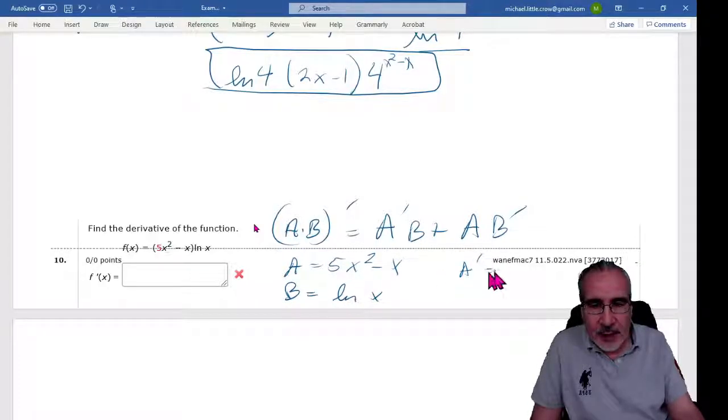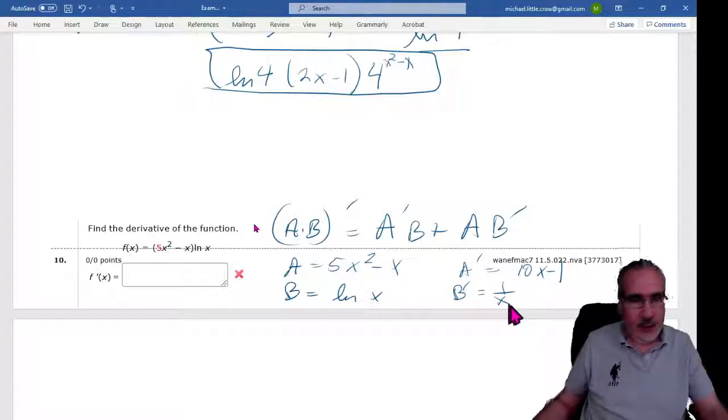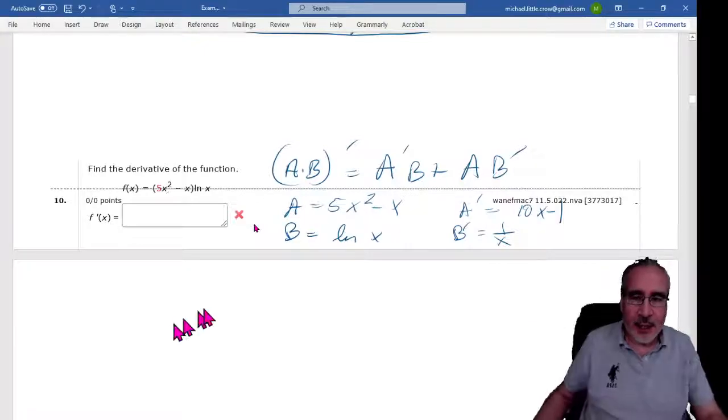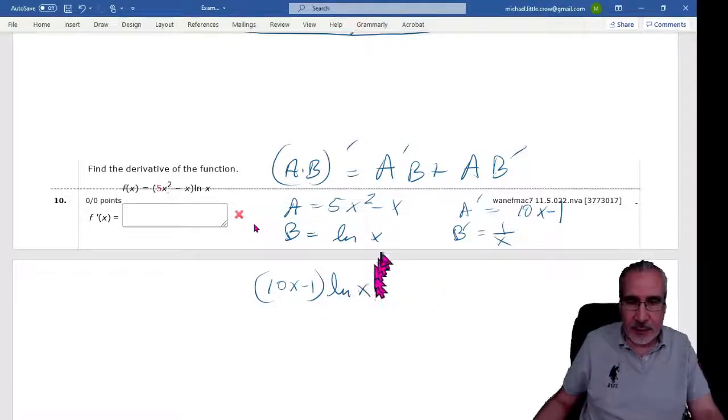So the derivative of a, 2 times 5 is 10x, minus the derivative of x is 1, so we get minus 1 here. The derivative of b is 1 over x. That's just the derivative of natural log. And so then I just put it in its form. So the derivative of a is 10x minus 1 times b, which is natural log of x, plus a, 5x squared minus x, times the derivative of b.